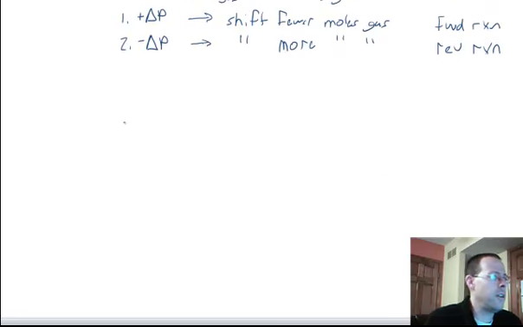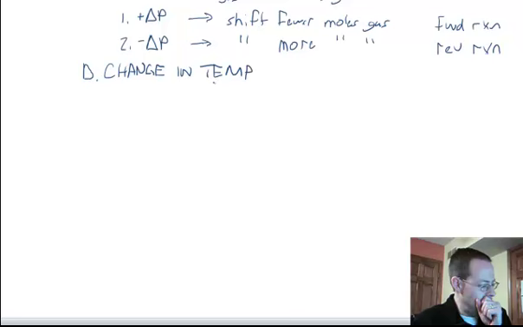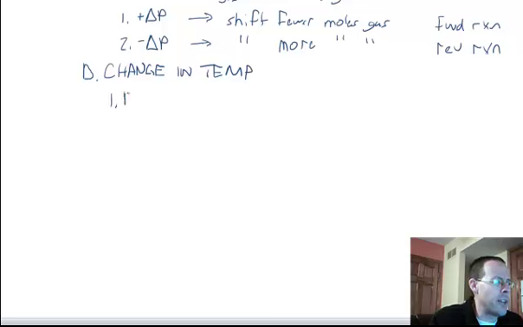Another thing we can do, which is going to be letter D, is a change in temperature. And a couple things on this one. The first thing we're talking about is endothermic reactions. Right, endo, we might have something kind of like this. We're going to have reactants, and they're going to go towards products.